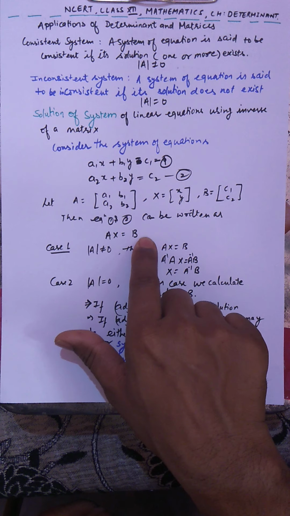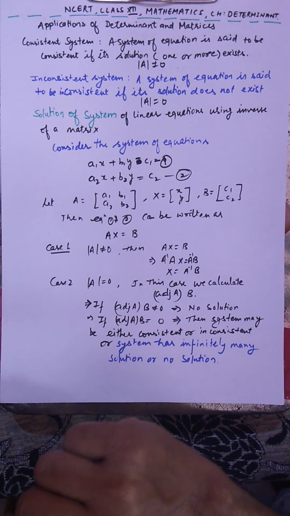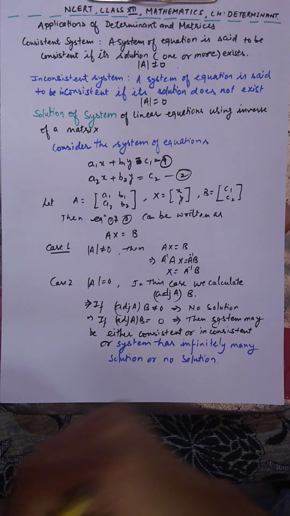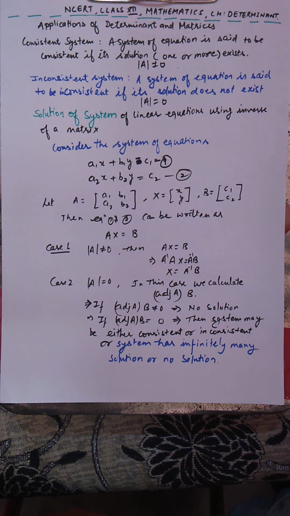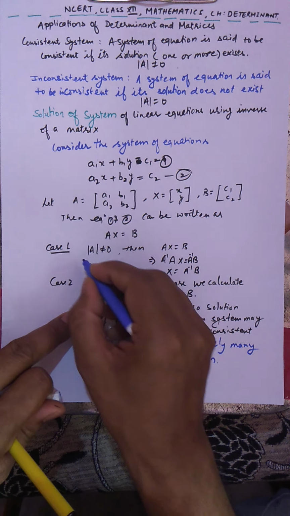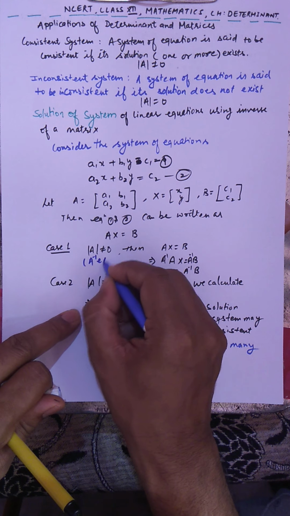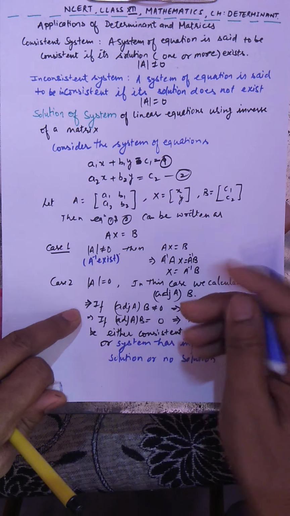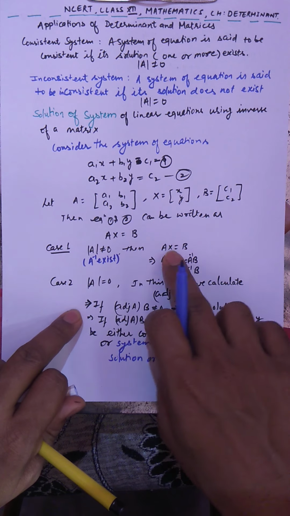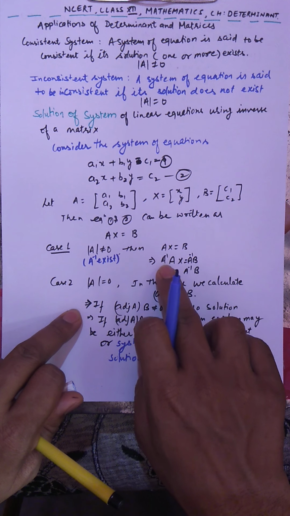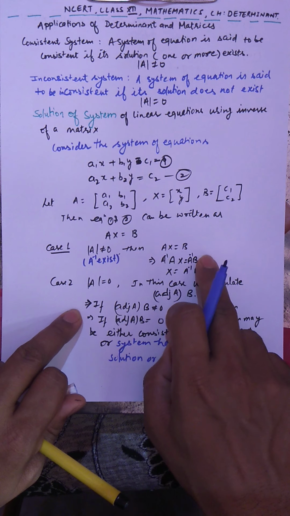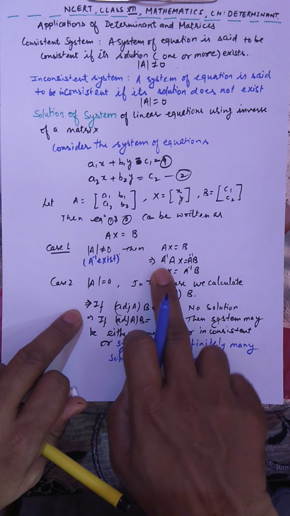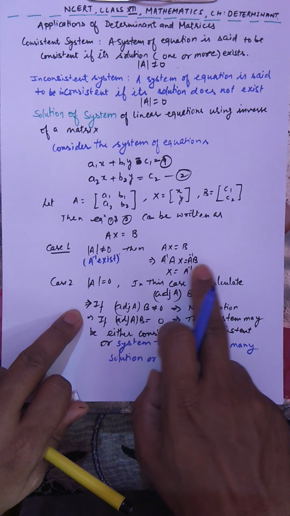Now after this we have two conditions that we have to deal with. First condition is if determinant of A is not equal to 0, then you know that A inverse exists. We have done it earlier. So A inverse exists, so it means you can multiply this equation both sides by A inverse. So I have pre-multiplied both the sides by A inverse: A inverse AX = A inverse B.